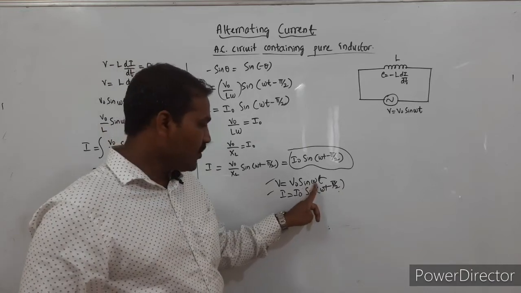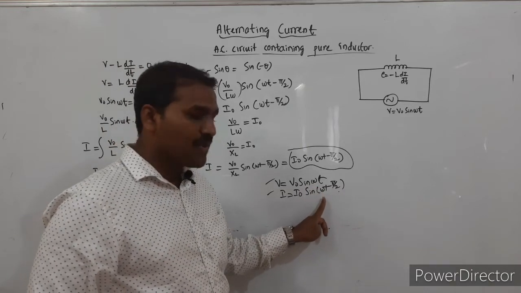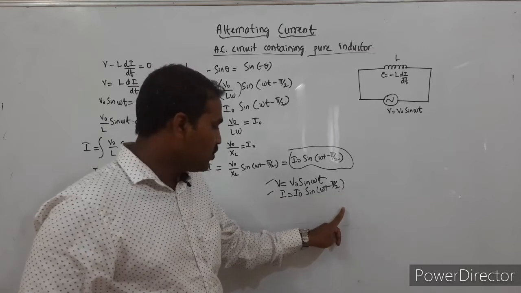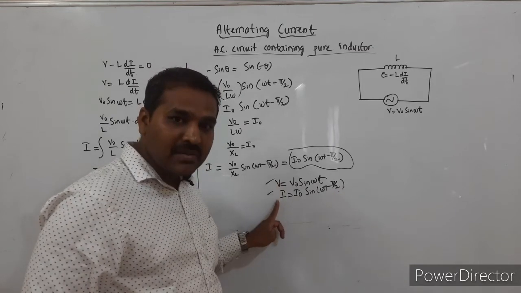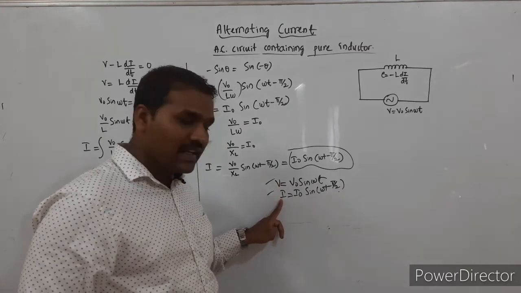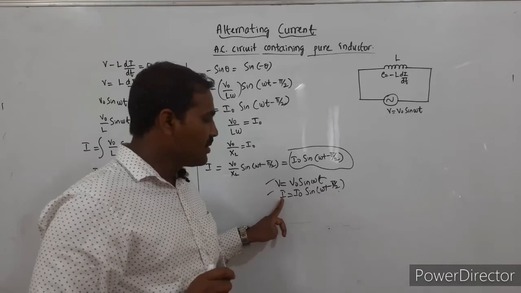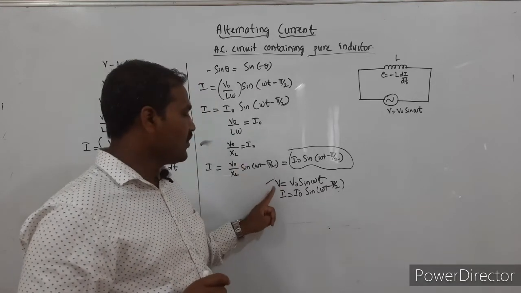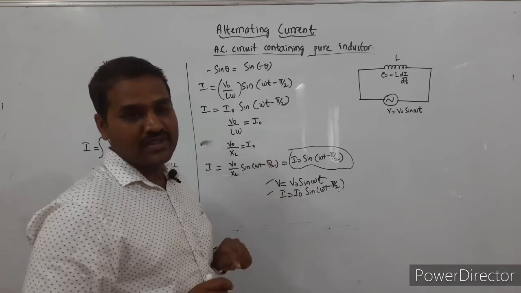Here I have sine of omega t, here I have sine of omega t minus pi by 2. Voltage is leading the current by pi by 2, or current is lagging the voltage by pi by 2. That is the meaning of these two equations.